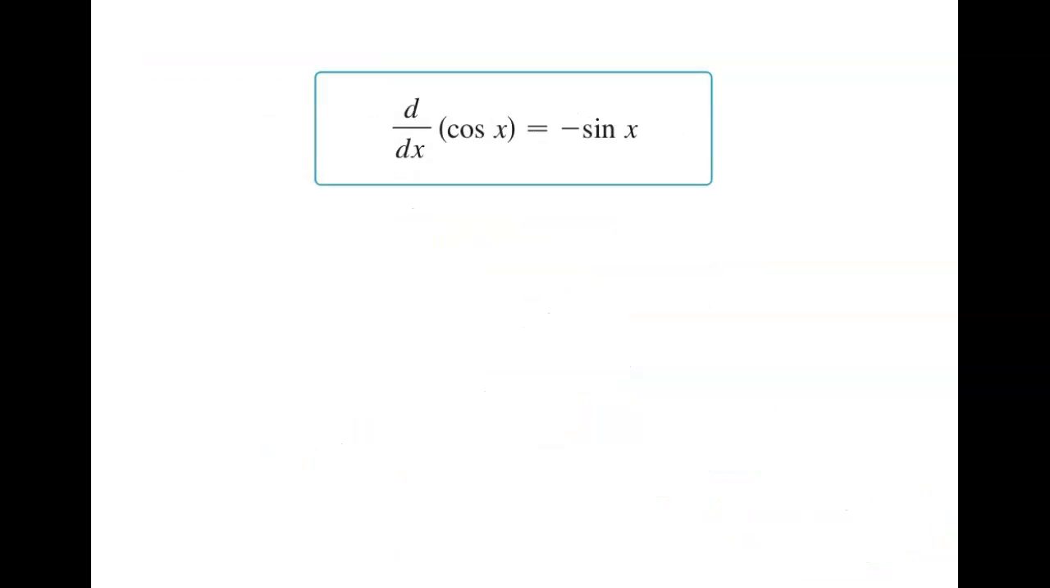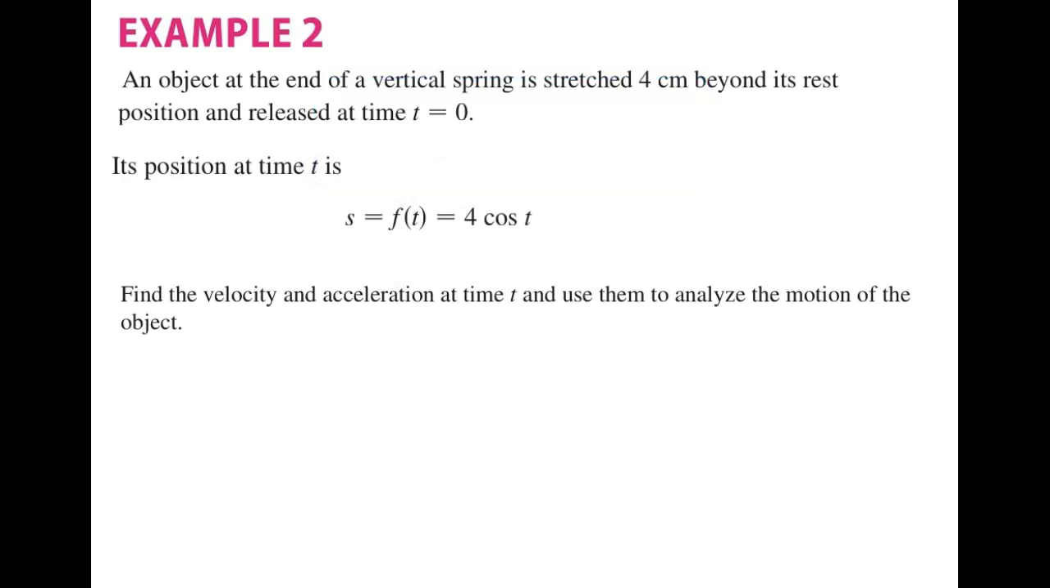Well, I said the derivative of cosine is related to sine. The derivative of cosine is just negative sine. So the derivative of sine is cosine, and the derivative of cosine is negative sine. Give you a second to write that down. Give me a green check when you're done, and we will move forward.